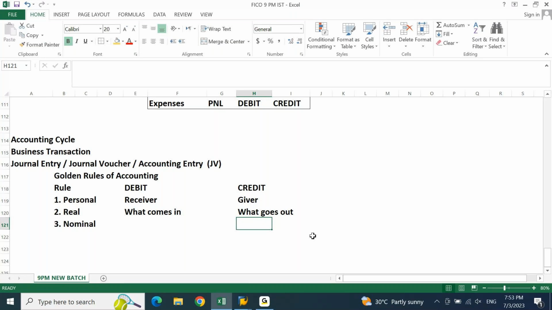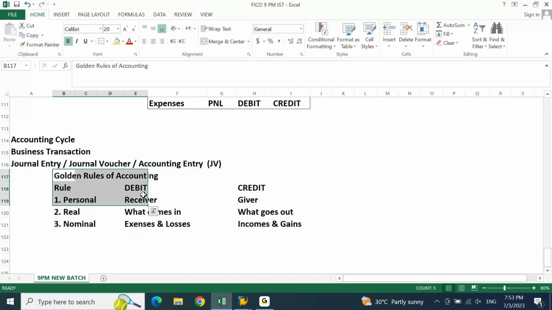According to nominal account, debit all expenses and losses, credit all incomes and gains. These are basically your golden rules of accounting.